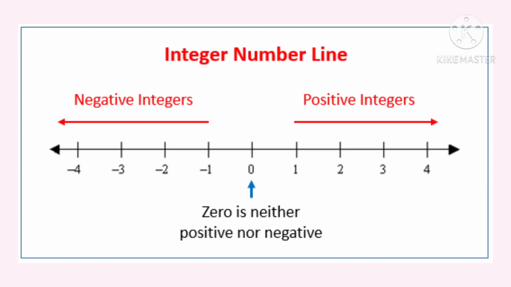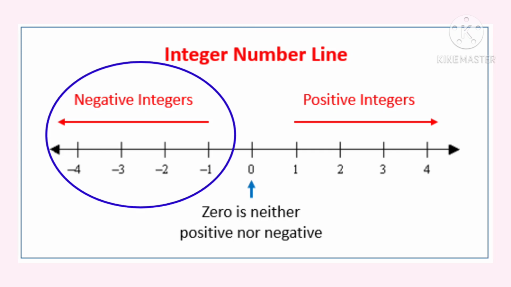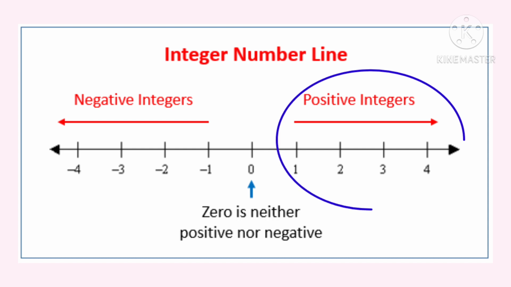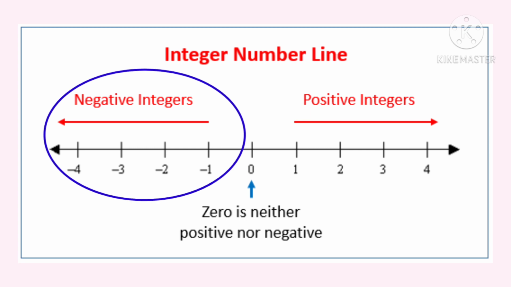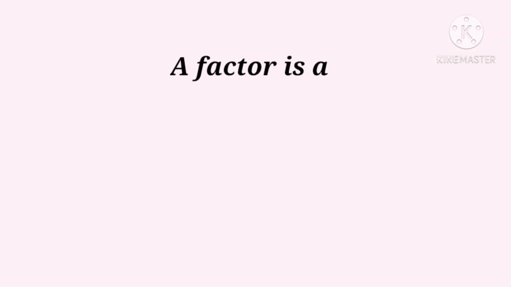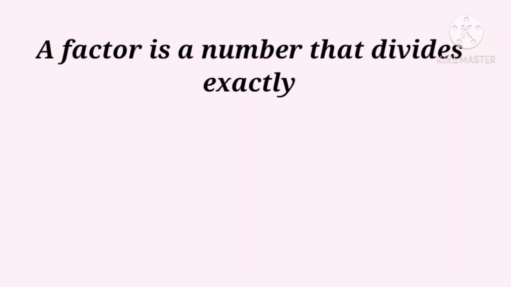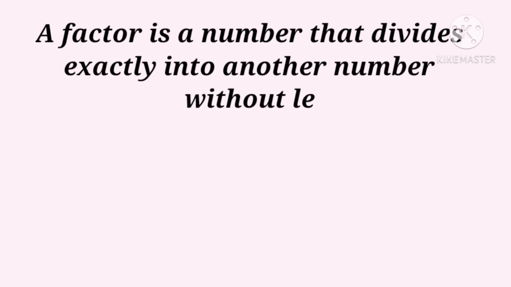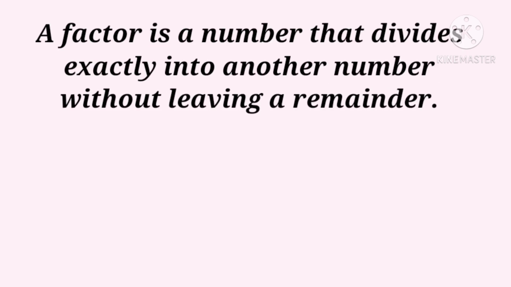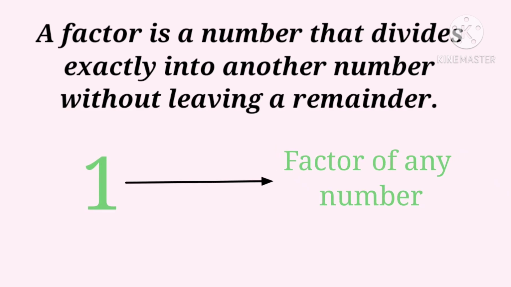Let's take a look at the number line. Do you realize that the numbers on the left are like mirror images of the numbers on the right? The only difference is the numbers on the left have a negative factor built into them. A factor is a number that divides exactly into another number without leaving a remainder. This means that 1 is a factor of any number since 1 divides into any number without leaving a remainder.